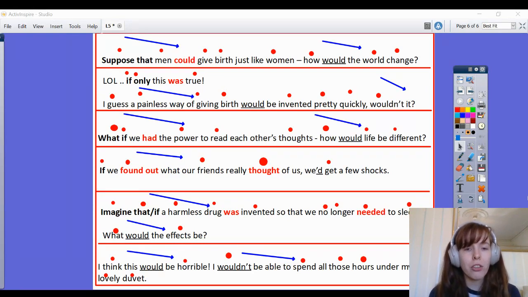What if we had the power to read each other's thoughts? How would life be different? If we found out what our friends really thought of us, we'd get a few shocks. Imagine that a harmless drug was invented so that we no longer needed to sleep. What would the effects be?